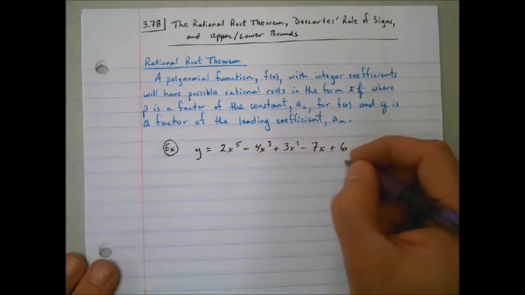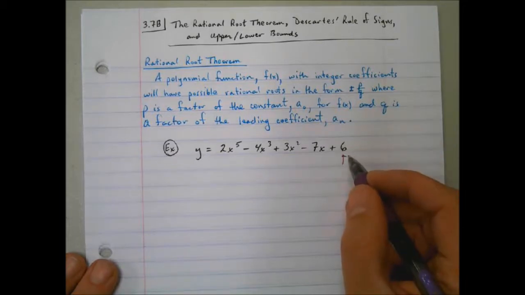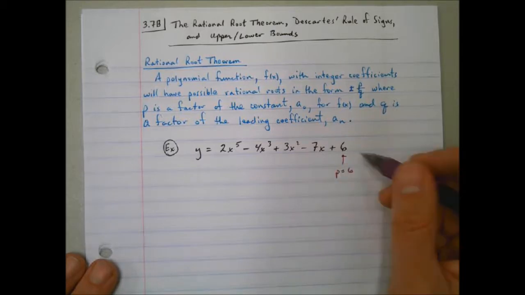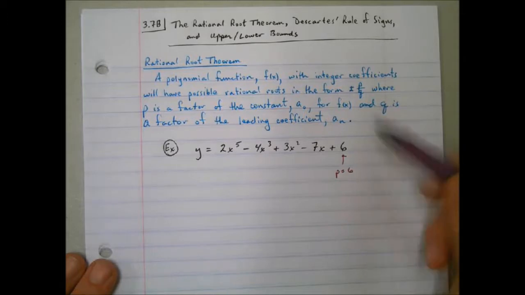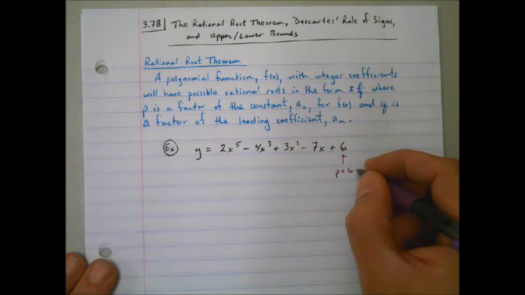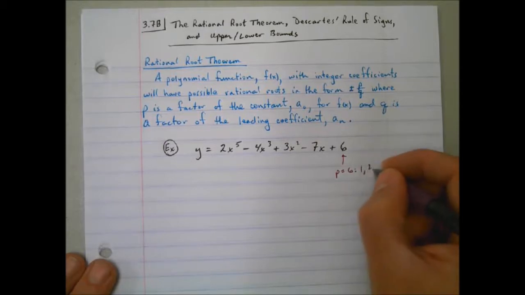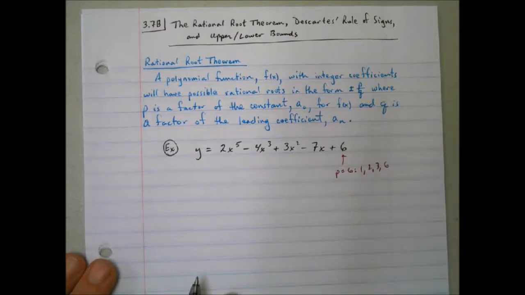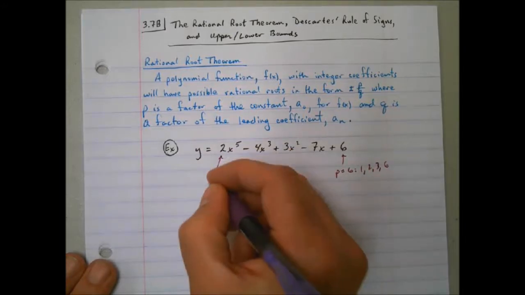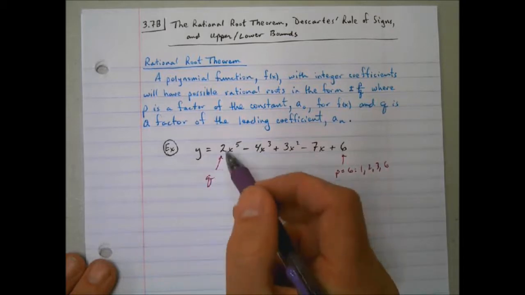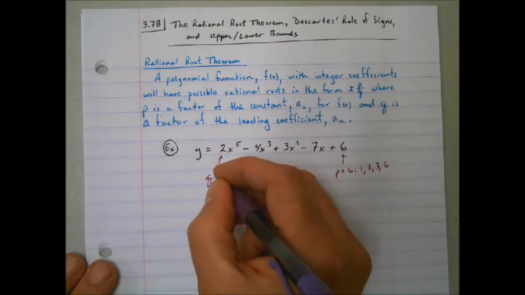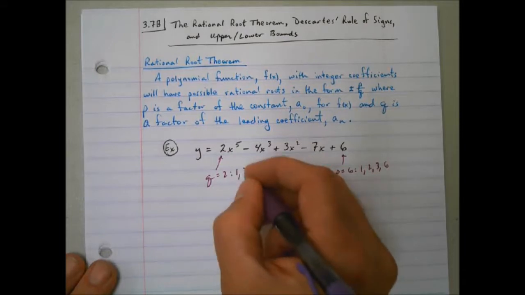Okay, so the p is the constant, the one that doesn't have any x's, or it has x to the 0. So p is 6. It doesn't really matter whether it's positive 6 or negative 6, because we're doing plus and minus p over q's for all the possible rational roots. Okay, anyway, p is 6, so what are all the factors of 6? 1, 2, 3, and 6. Q is the leading coefficient. In this case, it is a positive 2. But even if it was a negative 2, it doesn't really matter because of the plus or minus stuff we'll be doing. So q is 2, and the factors of 2 are 1 and 2.